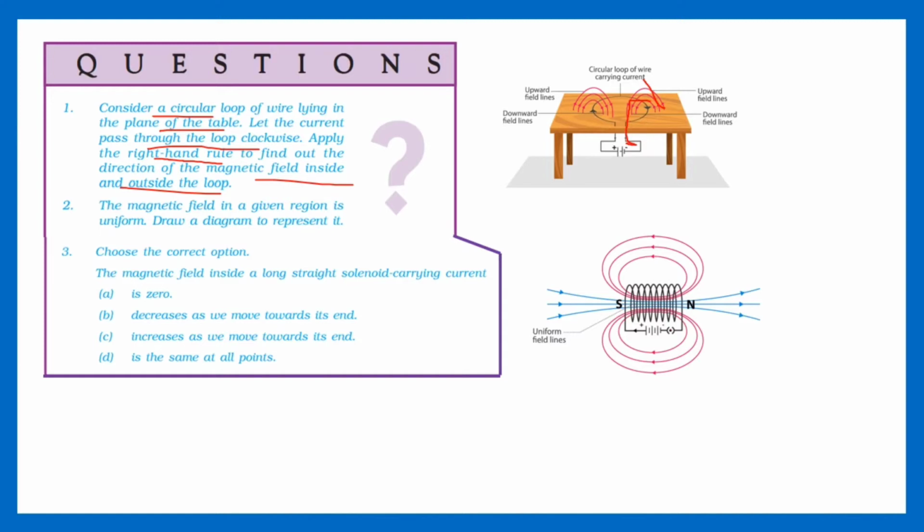The second question is, the magnetic field in a given region is uniform. Draw a diagram to represent it. That is the diagram to show it.